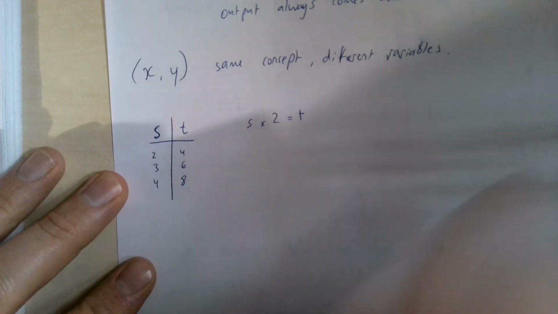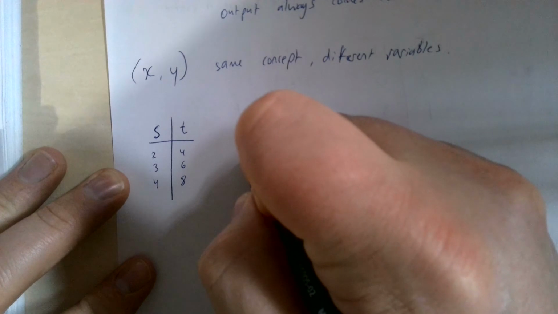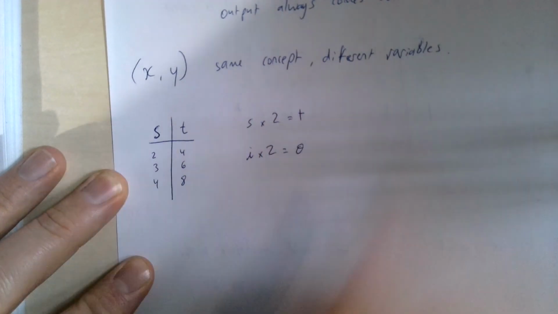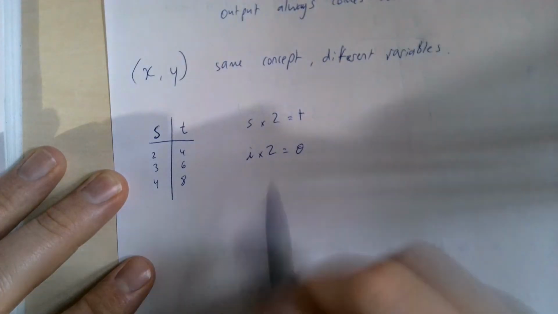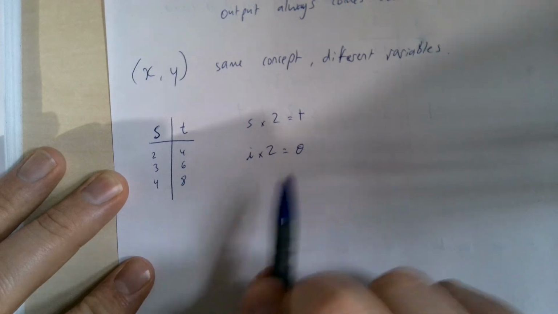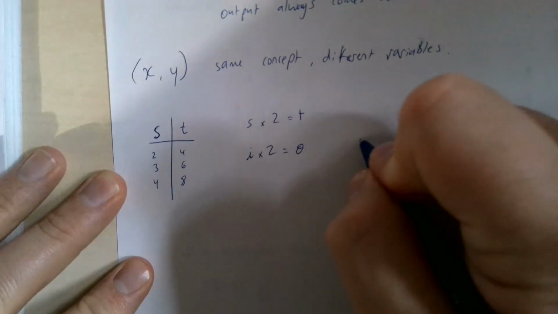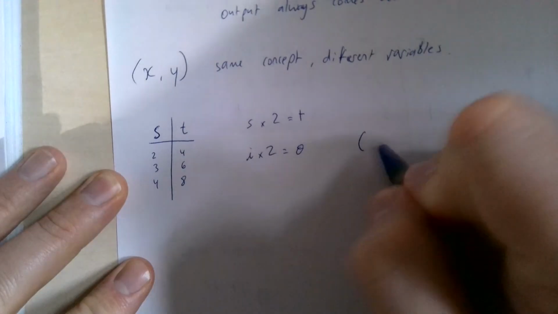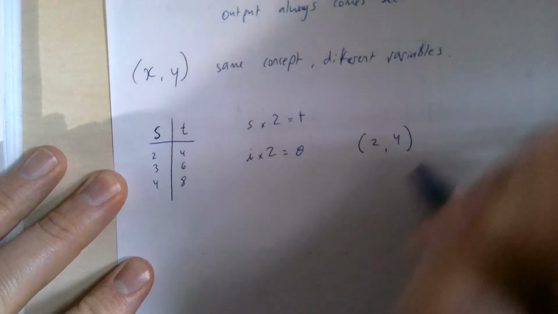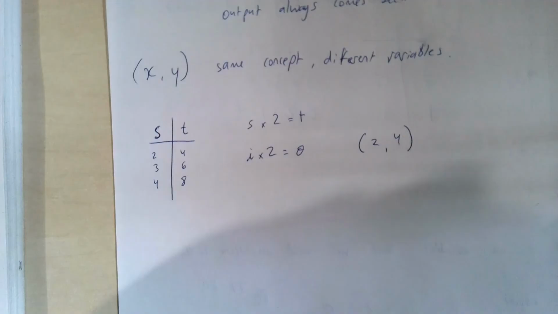Cool. Now, let's change that into an input-output sort of situation. So I'm going to say input times 2 equals output. All right? So now I have my input of 2 and my output of 4. Now, I could write this as an ordered pair and say, okay, well, 2 is my input, so I'm going to put it right here. 4 is my output, I'm going to put it right here. And that is now an ordered pair.